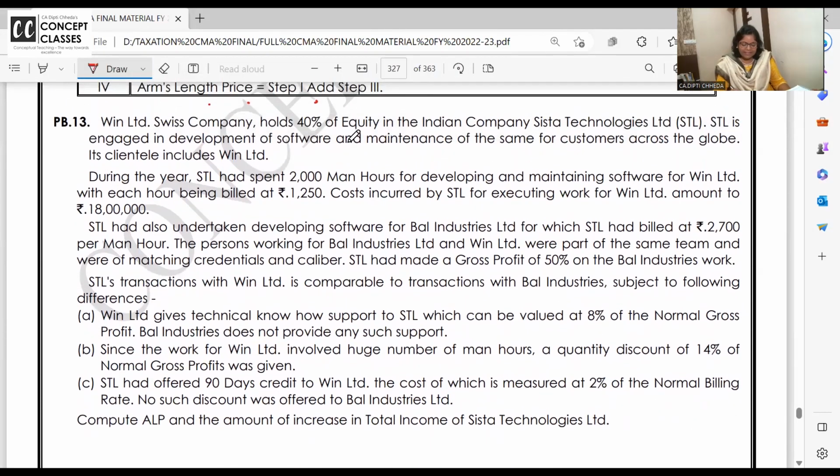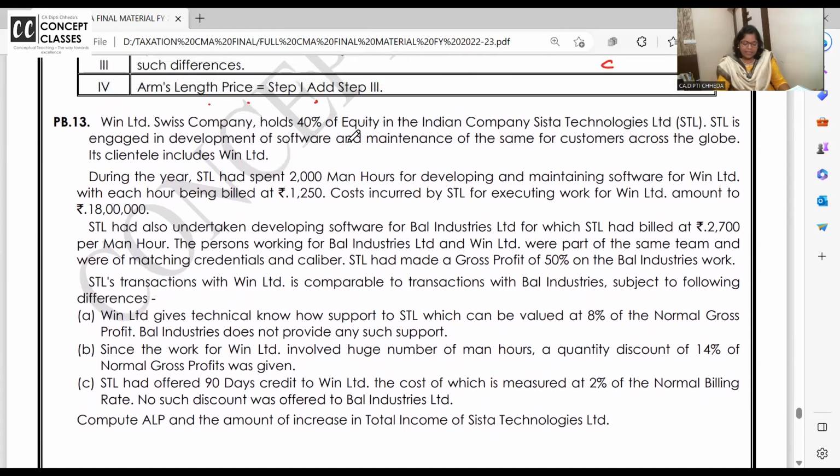This is a past exam problem for 8 marks. Win Limited, a Swiss company, holds 40% equity shares in Indian company Sister Technologies. So that means we are associate enterprises, because there is holding of more than 26% shares. Now Sister Limited is engaged in developing software maintenance for customers across the globe, including Win Limited. So we are providing software related services to our foreign associate enterprise.